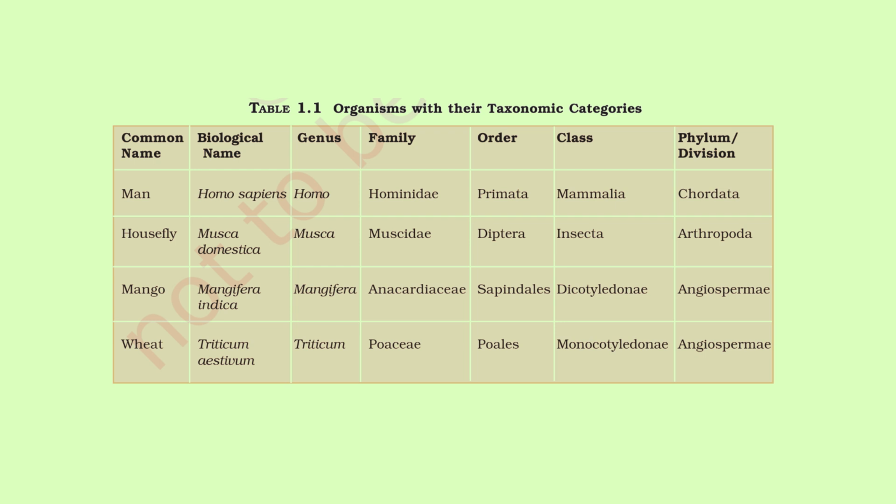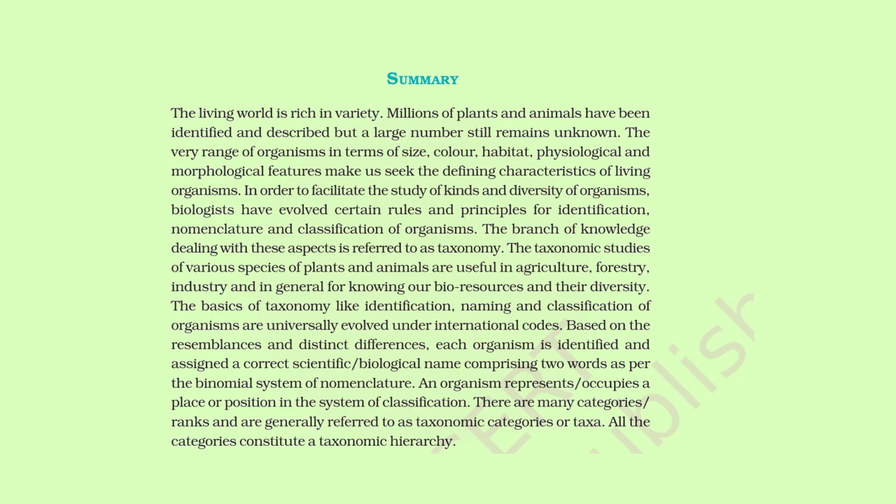Anacardiaceae. Order Sapindales. Class Dicotyledonae. Division Angiospermae. Common name wheat. Biological name Triticum aestivum. Genus Triticum. Family Poaceae. Order Poales. Class Monocotyledonae. Division Angiospermae. Summary. The living world is rich in variety.